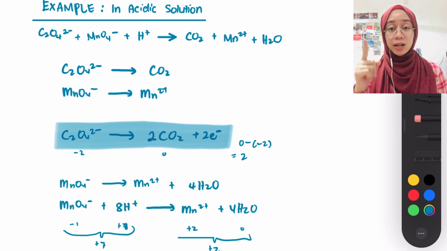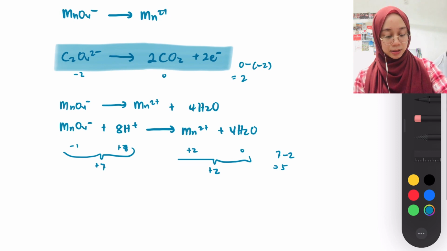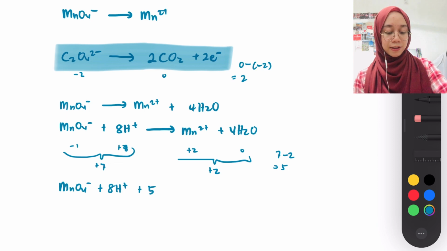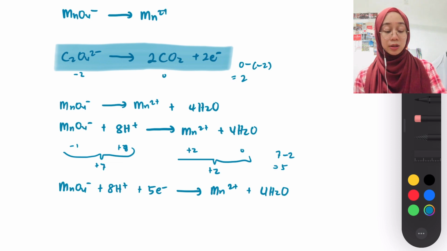Tadi previously, the first half, kita tambah elektron sebelah kanan. Yang ni pula sebelah kiri. So, it makes sense lah. Nanti kita boleh cancel off the elektron. Okay, so berapa banyak elektron nak kena tambah sebelah kiri ni? So, again, kita just ambil nombor besar 7, tolak dengan nombor kecil, which is 2. So, kita akan dapat 5. Bermaksud, sekarang ni, kamu akan dapat Mn of 4 minus tambah 8H plus 5 elektron akan dapat Mn2 plus tambah dengan 4H2O.